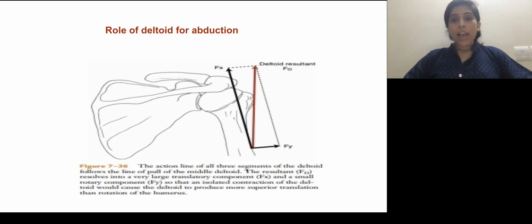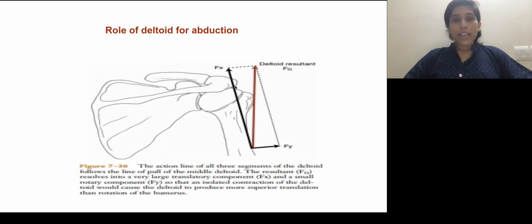Okay, so here in this figure you can see Fx, that is parallel to the long axis of the bone, and Fy, that is perpendicular to the long axis of the bone. As we know, the perpendicular force component, Fy, provides the rotational motion, whereas Fx, that is parallel to the long axis of the bone, provides the translatory force. Or we can say it provides the compressive type of force.